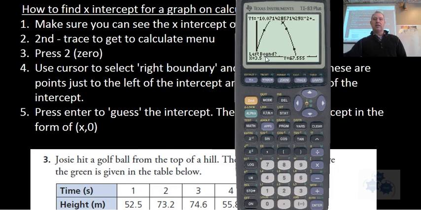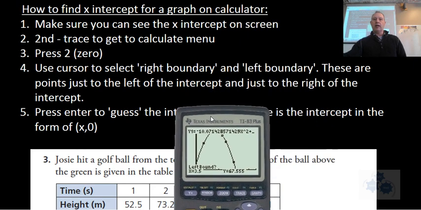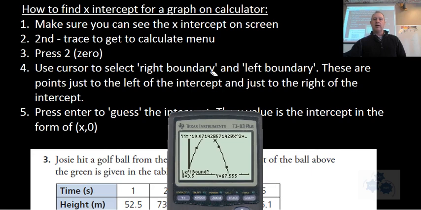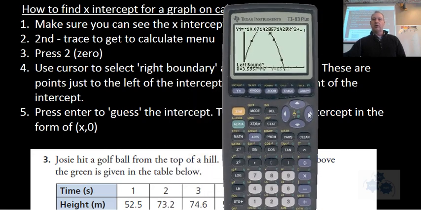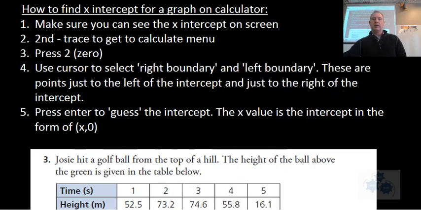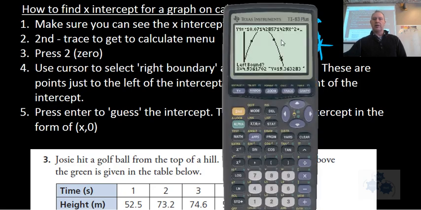Now, this is what happens. Left bound. You see when it says left bound? You're going to see left bound and right bound. Here's the blinking cursor right there. You want to put that just to the left of where the intercept would be. If we have something like this, you want to put the cursor just to the left of where this intercept would be right here. Then you'll have a left boundary. We want to tell the calculator, hey, this is just to the left of the intercept I want you to look for. So just hit enter when your cursor is there.